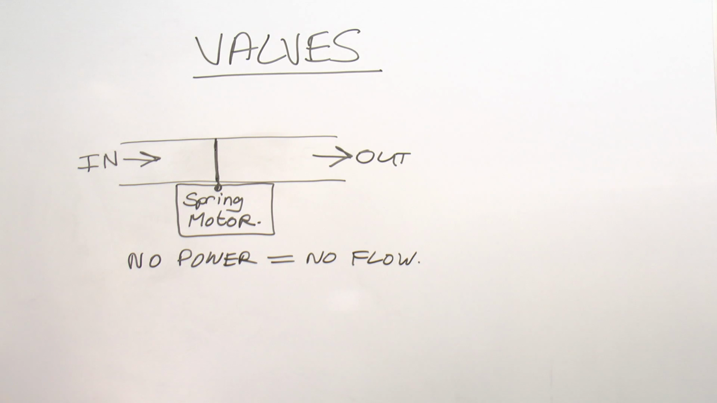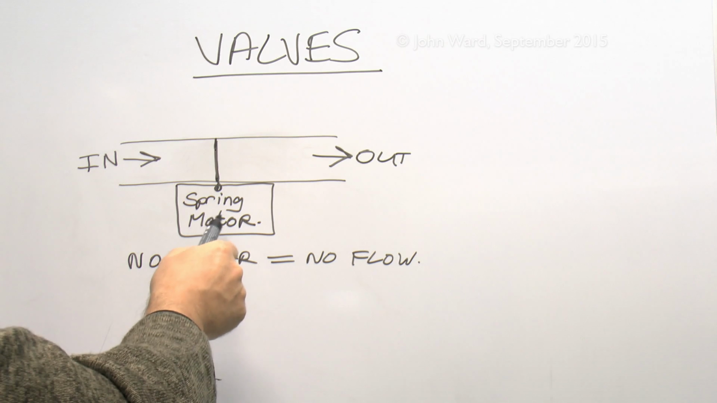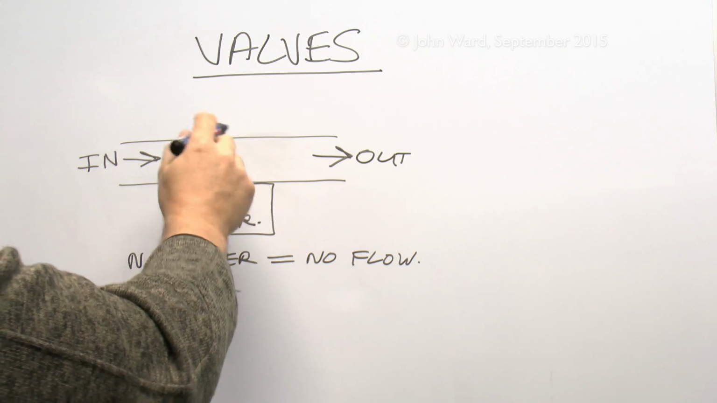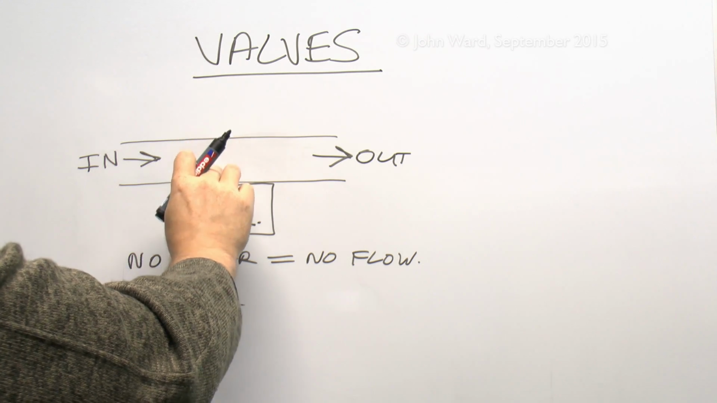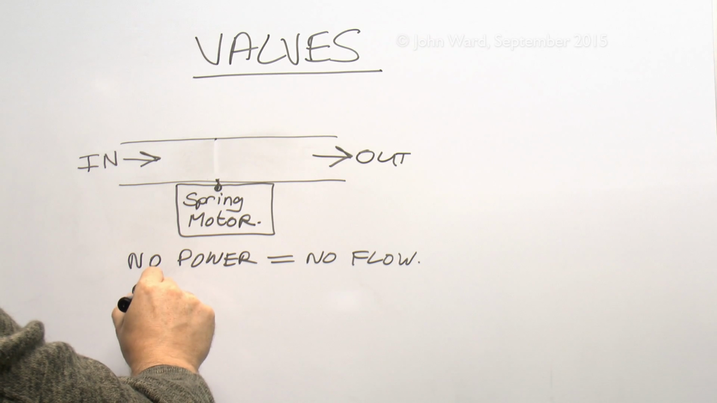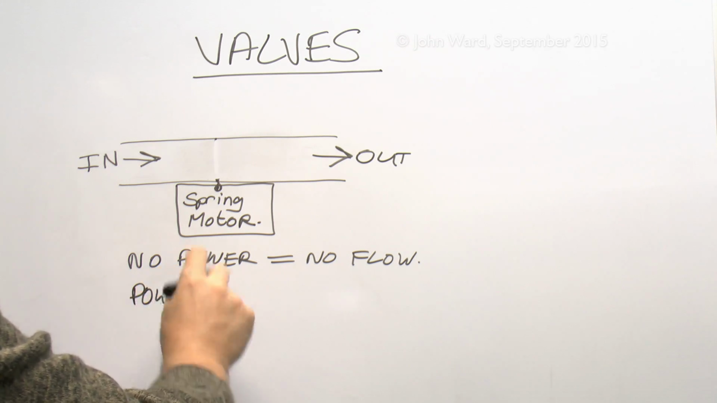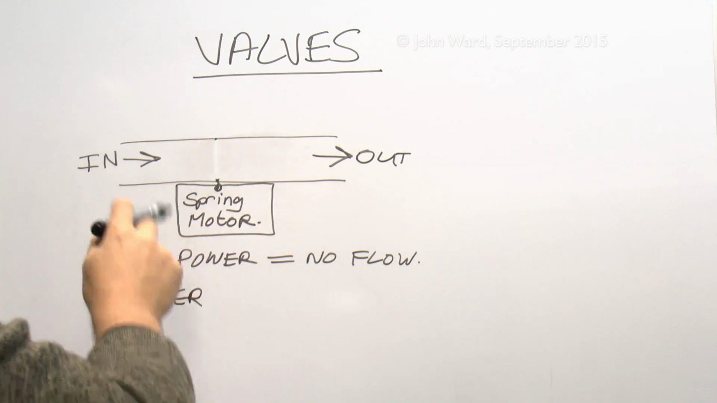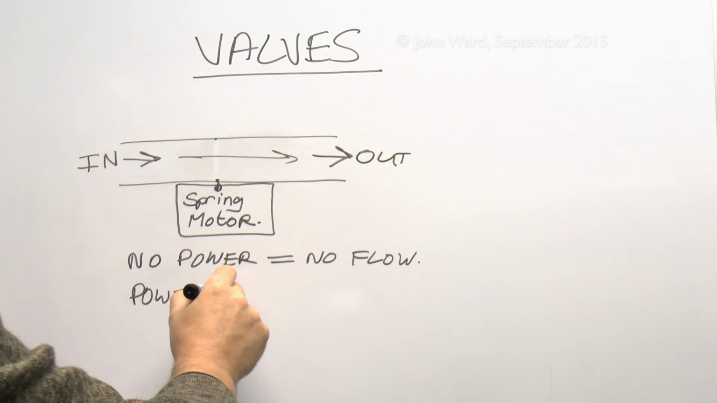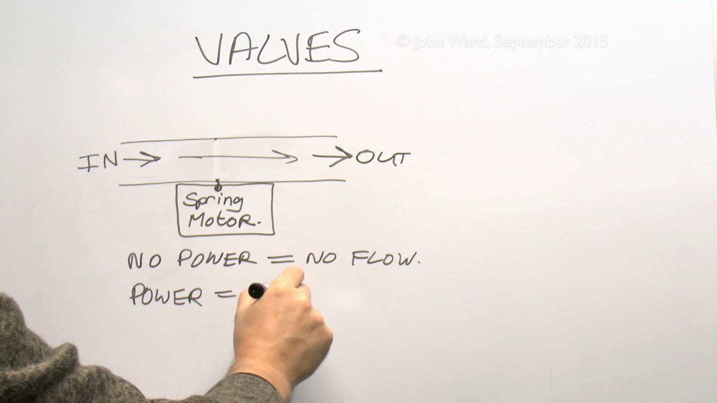Now when you apply power to the motor, which is a mains powered thing, 230 volts, the motor will work against the spring and essentially open the valve here. Normally it's some kind of ball type arrangement, but let's just say we open that up. So when power is applied, the valve is opened, and of course water can flow through and go out the other side. So when power is connected, water will flow through there.